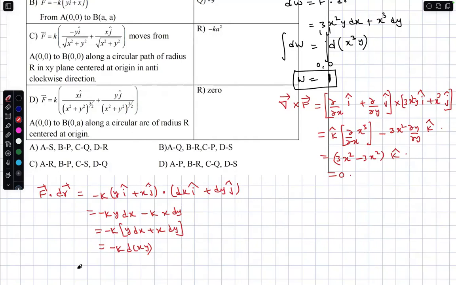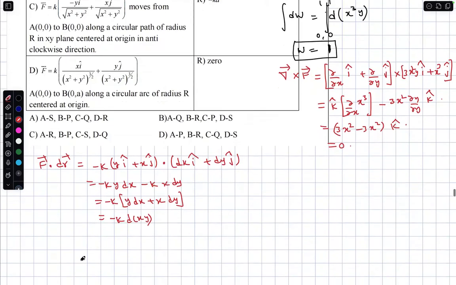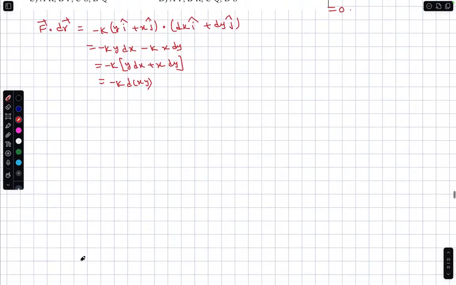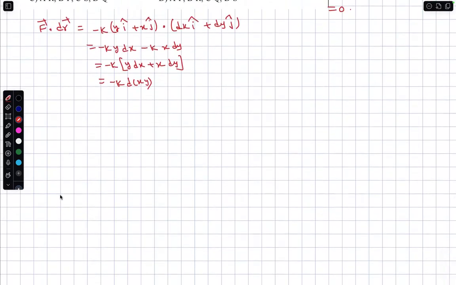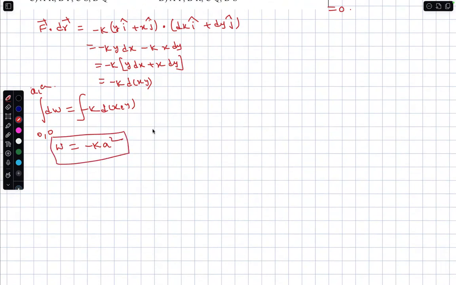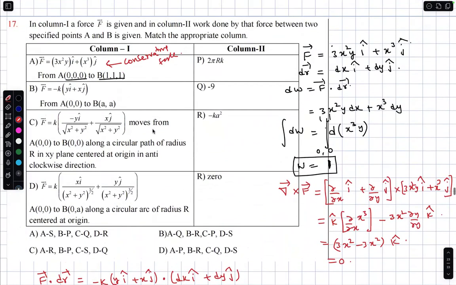Right. It depends only on the initial and final points. So therefore, dw is minus k d(xy), x into y. Now you do the integration, from 0, 0 to a, a. So the total work in this case is minus k a square. Fortunately, we have an answer for this.